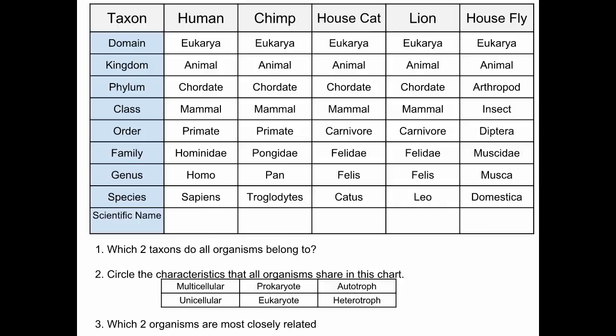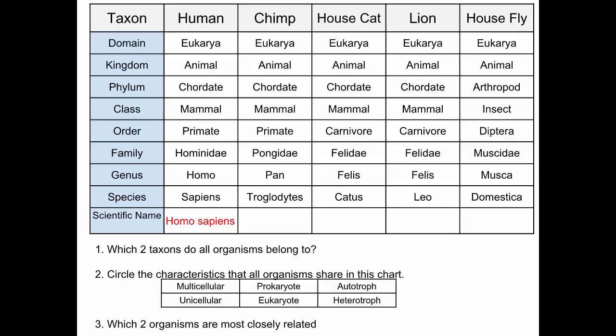What's the scientific name for a human? Alexandria? Yes. What are the rules about how we write it? Genus, the first letter is capitalized, then the species. And one more thing: if we're writing it by hand, we underline it. If we're doing it on a computer, we italicize it. So, human scientific name is Homo sapiens.